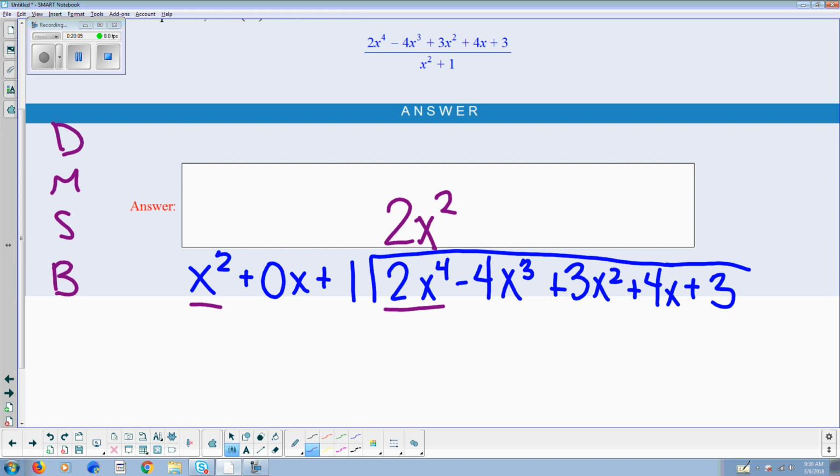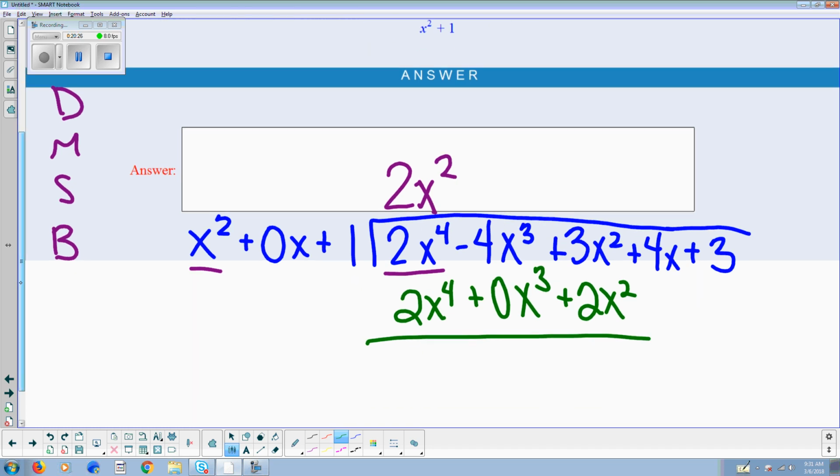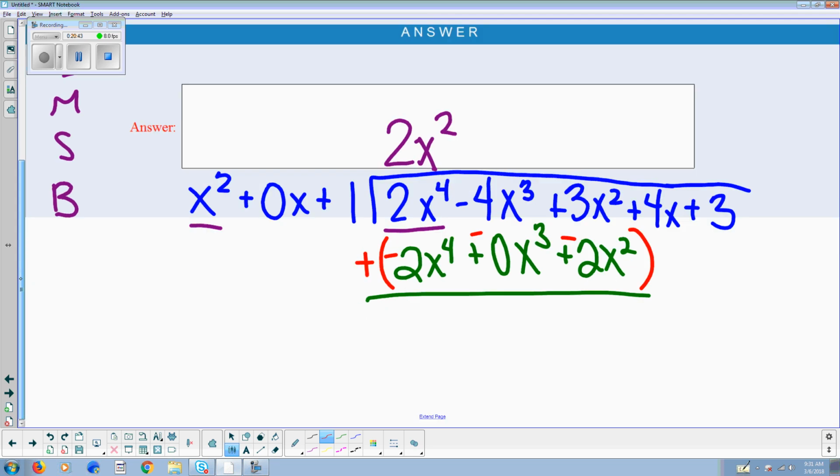Okay, then m, mommy, that means multiply. So multiply through 2x squared by all terms of the divisor. 2x squared times x squared is 2x to the fourth. 2x squared times 0x is 0x to the third. 2x squared times 1 is 2x squared. That's mommy. S, sister, stands for subtraction. So we will subtract. When we subtract, we're subtracting a quantity, which means distribute the negative in. So distributing in the negative, then combining straight down.